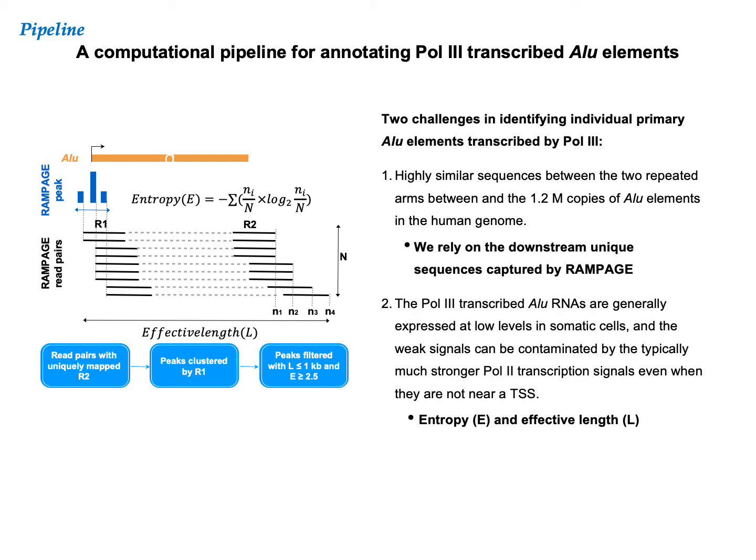Number 2, Pol III-transcribed Alu RNAs are typically expressed at low levels, and the signal may be contaminated by the typically much stronger Pol II transcription of nearby genes. Our solution is to establish 2 parameters in our pipeline: the entropy of the reads that map to each Alu locus, and the effective length of the RAMPAGE read pairs.